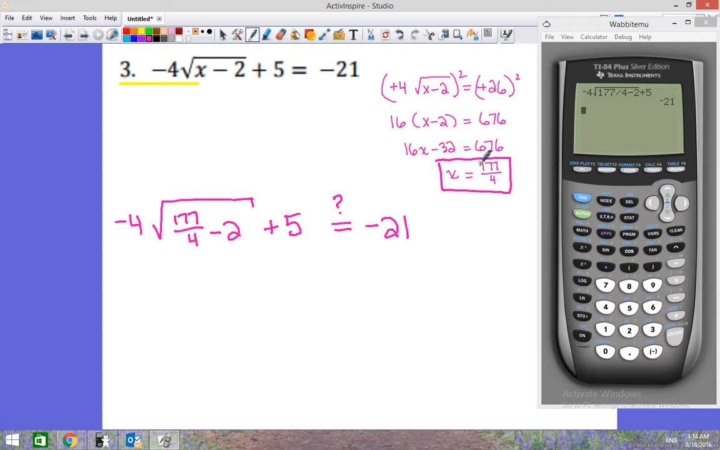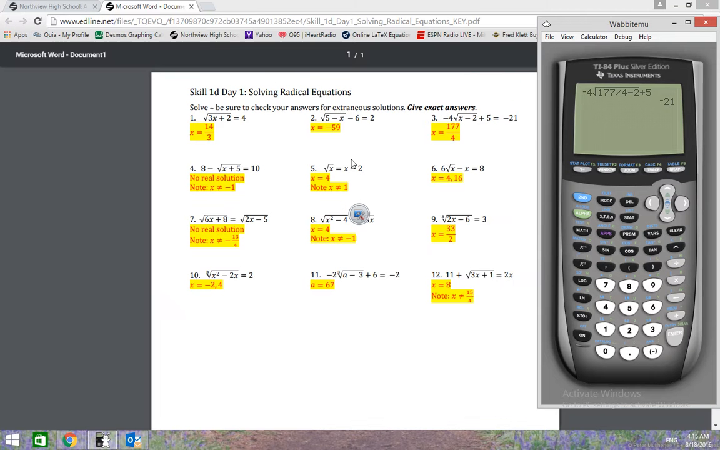I'm wondering now if my key says 177 over 4, or if it has a mixed number or decimal number. I would think that that's probably what it says. Yeah, 177 over 4.